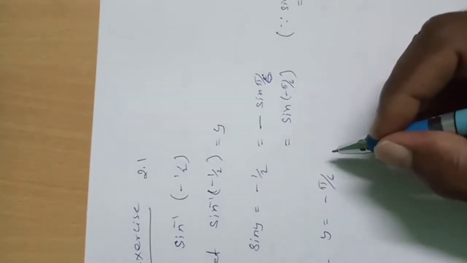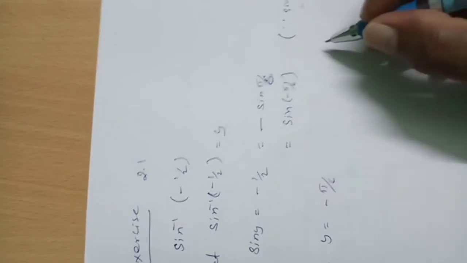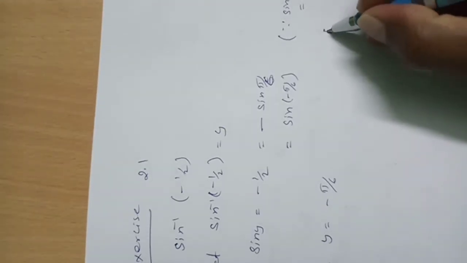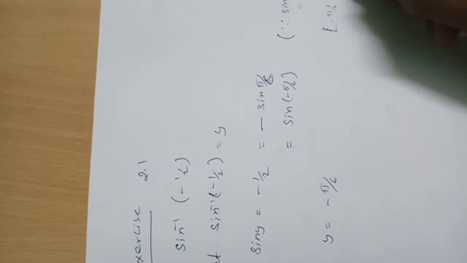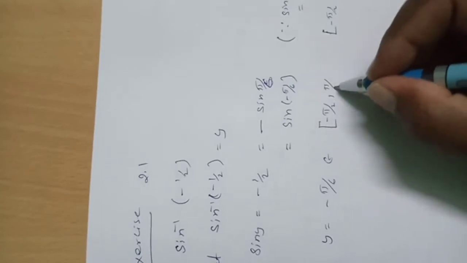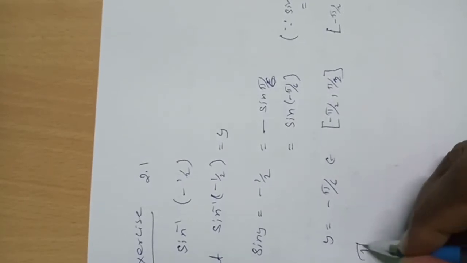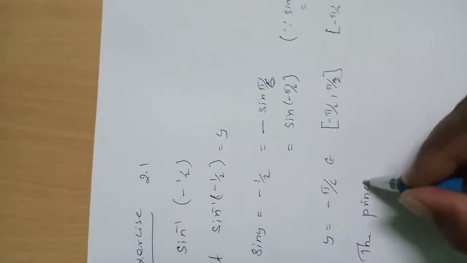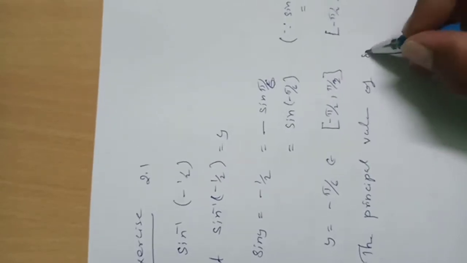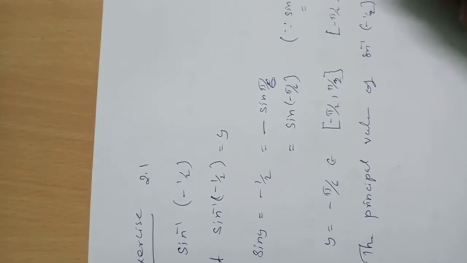Then check this value in the principal domain. The principal value range of the sine inverse function is minus pi by 2 comma pi by 2. So the principal value of sine inverse of minus 1 by 2 is minus pi by 6.